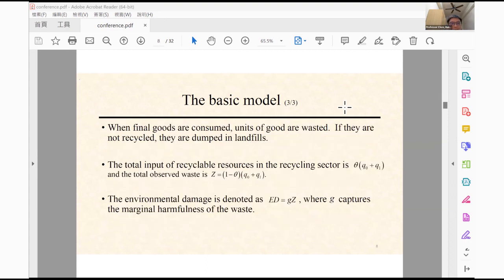And when final goods are consumed, units of goods are wasted. If they are not recycled, they are dumped in landfills. And the total input of recyclable resources in the recycling sectors is theta times Q0 plus Q1, and the total observed waste is Z. The environmental damage is denoted as ED equals G times Z, where G captures the marginal harmfulness of the waste.